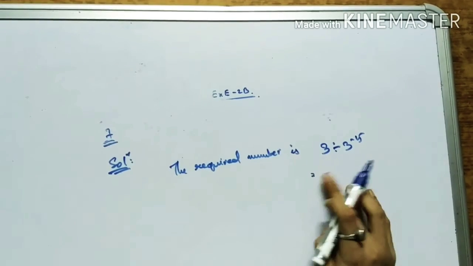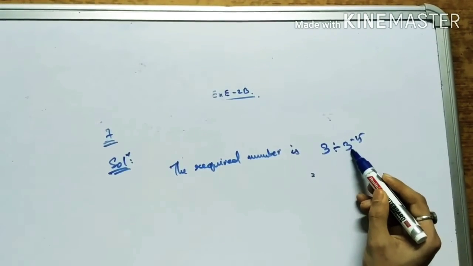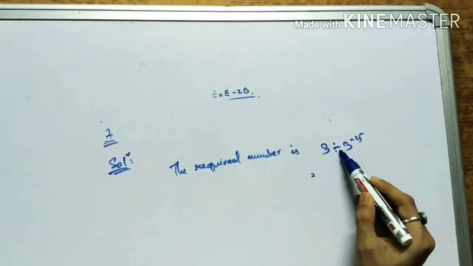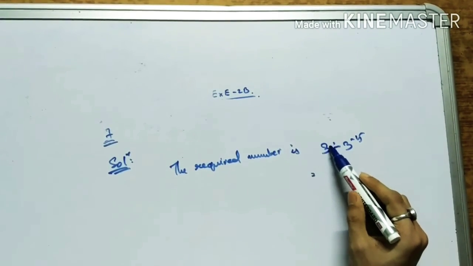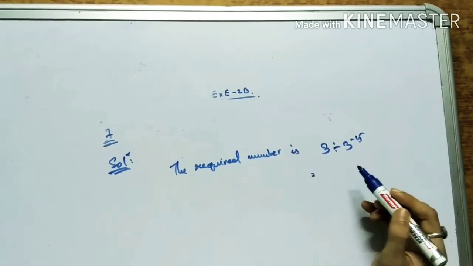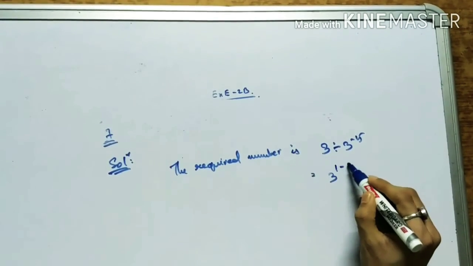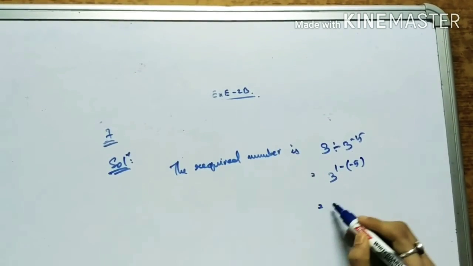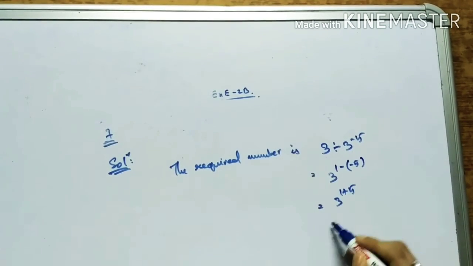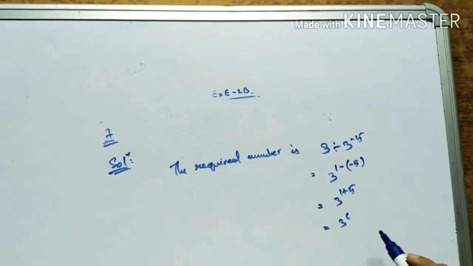So in here you see 3 divided by 3 to the power minus 5. The same base is there and division is going on. This is 3 to the power 1. So ultimately it becomes 3 to the power 1 minus of minus 5, which is 3 to the power 1 plus 5, which is 3 to the power 6. Yes, 3 to the power 6 I will get. Let me check the back answer.